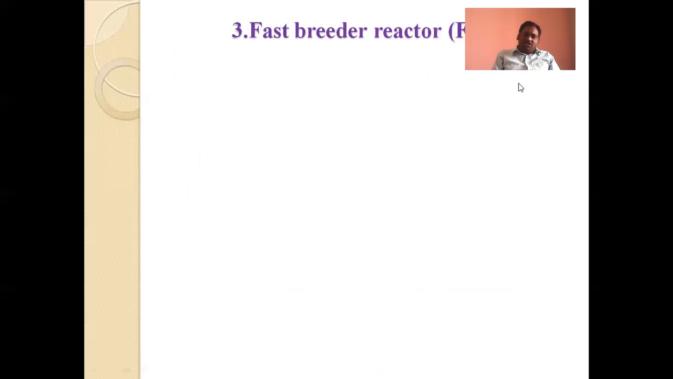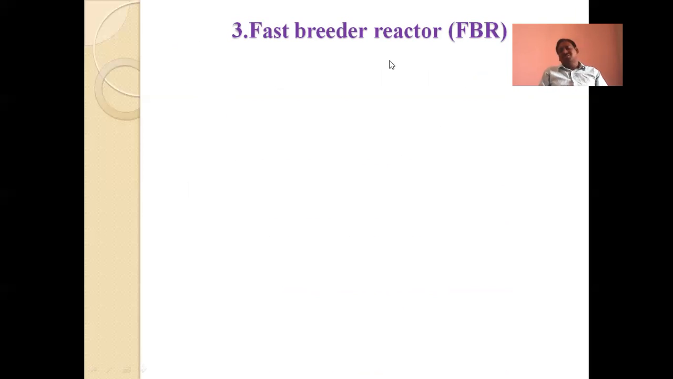And next one is the fast breeder reactor. What is a fast breeder reactor? These are different from PWR and BWR, because these are breeder reactors. What is meant by breeder? In this reactor, the fuel can breed another fuel. For example, if we consider uranium, when uranium is subjected to radioactive decay or nuclear fission, it can be converted into plutonium. That means plutonium is bred from uranium.